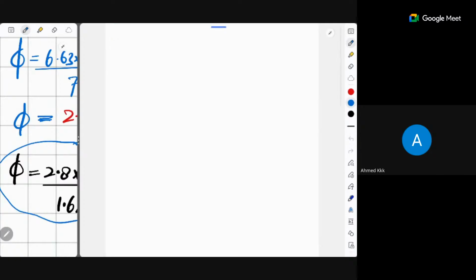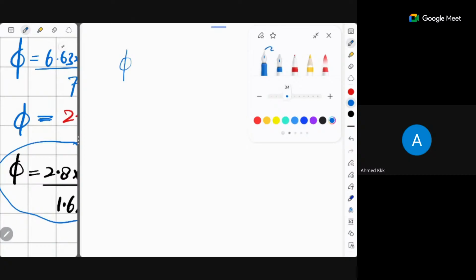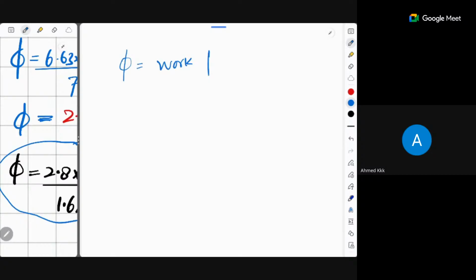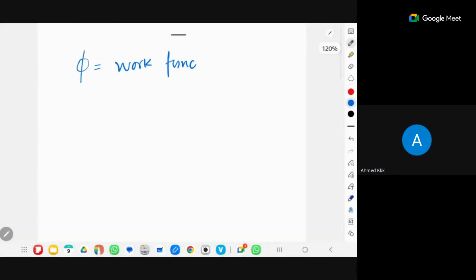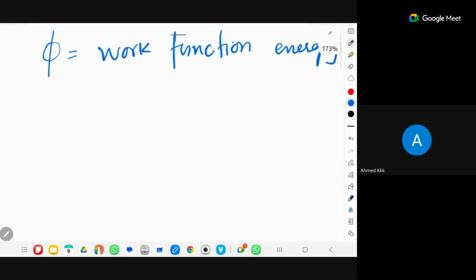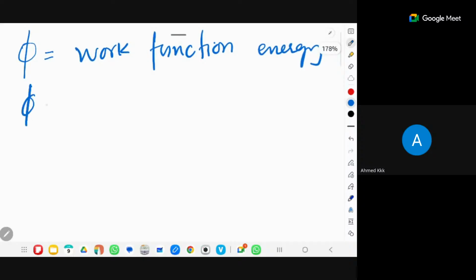Okay, both of these screens. I told you that basically every metal has its different work function. Work function energy. Let me write all the stuff for you. Work function energy is basically equal to hf naught, and as I told you, this hf naught can also be written as hc by lambda.